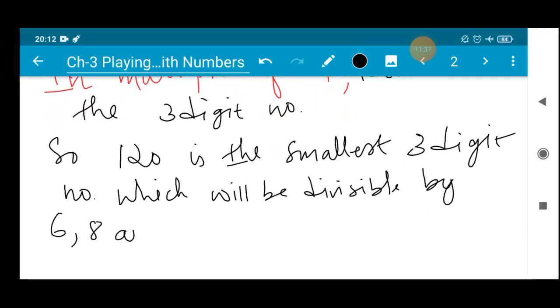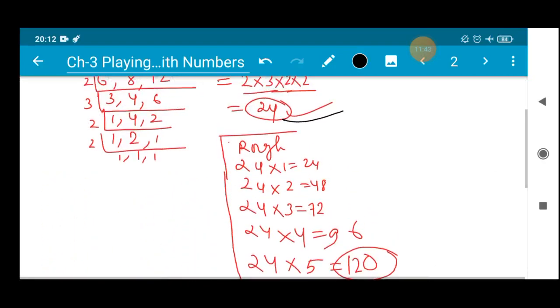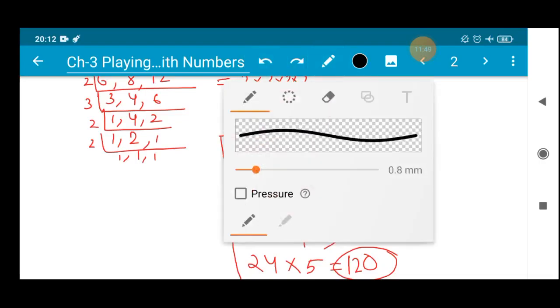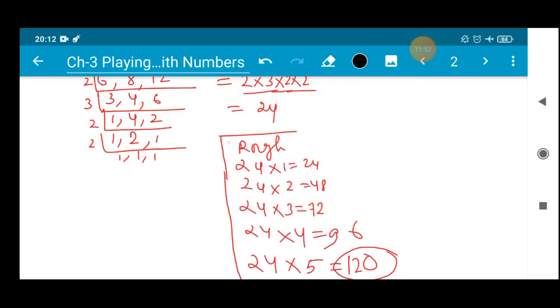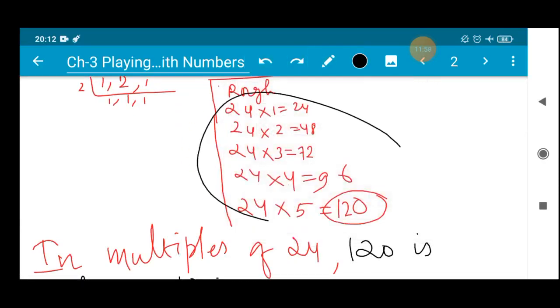So I hope you people have understood this. After finding the LCM, if you consider 24 as an answer, it will be wrong, because we have to find the smallest 3-digit number. So we have to go for multiples now. 24 ones are 24, twos are 48, threes are 72, fours are 96, fives are 120. You just saw this, right? This is the rough work I have done here. You can do this in your rough side.